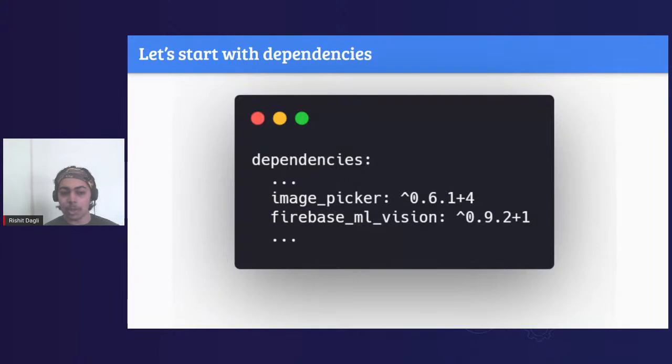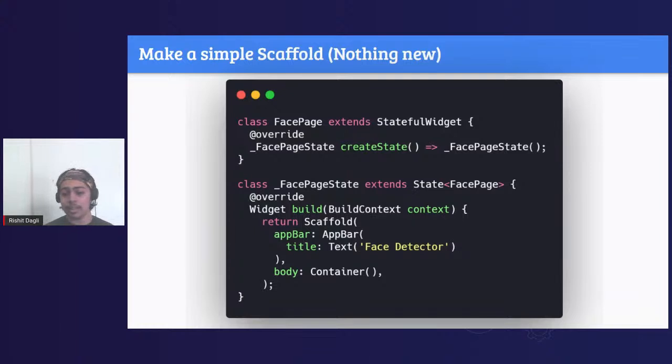What I want to do over here is build an application which can recognize faces from an image. So I of course have the Firebase ML Vision, which allows me to harness the power of MLKit, and I also have Image Picker, which will make my task of getting the image from the user a lot easier. I guess you all might have worked with Image Picker a bit. It's pretty famous, highly used. If not, nothing to worry, we'll be seeing that too. So again, the simple stuff. Make a simple scaffold. Nothing new over here.